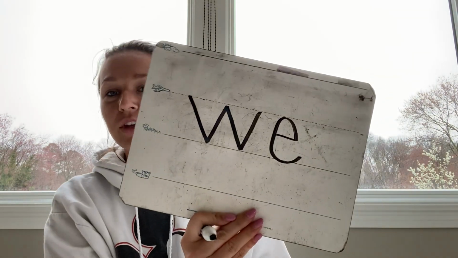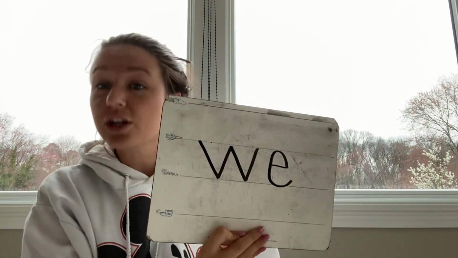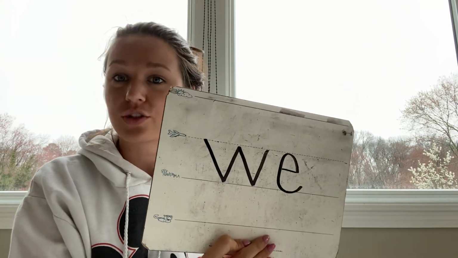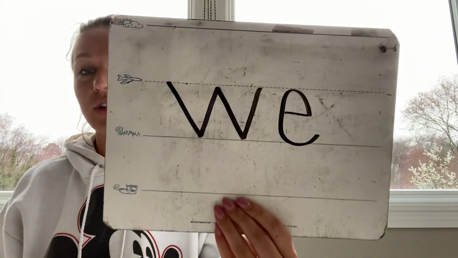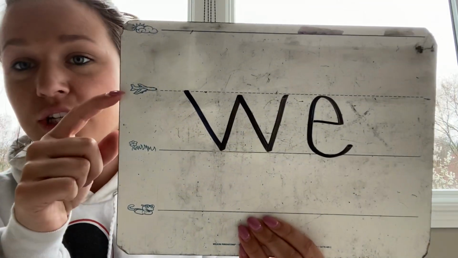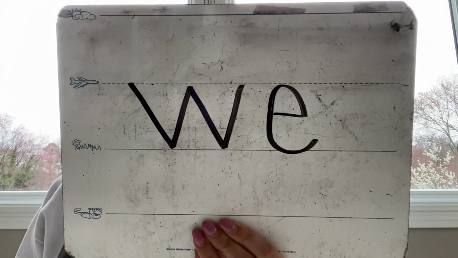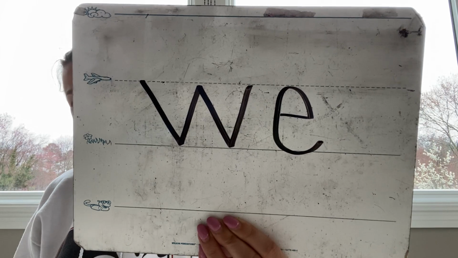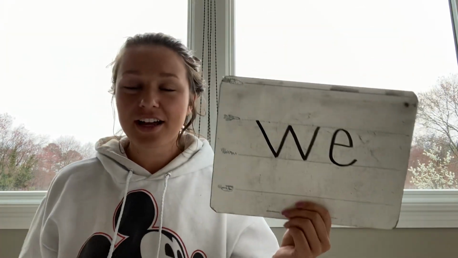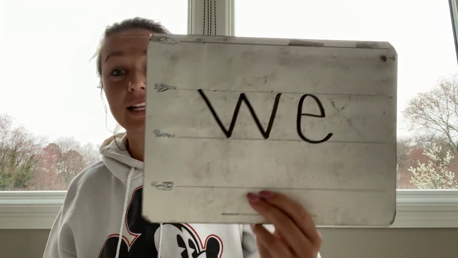All right, so we did he, which talks about a boy. We talked about she, which talks about a girl. And the last one we're gonna do is we. So not he went to the store, not she went to the store, but we went to the store. So a bunch of people went together. So you can skywrite we. Notice we touches my plane line and my grass line. Do it 3 times. When you're done, think of a sentence that uses the word we in it.